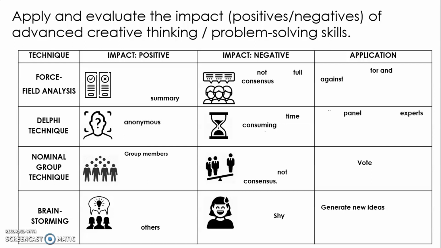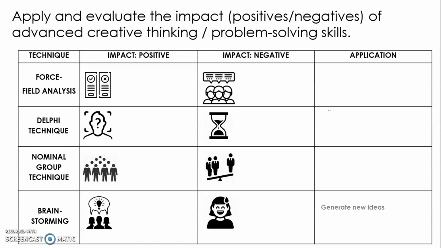For the nominal group technique, we look at the positives and we see the words group members, negatives, not or no consensus, and for the application, we see the word vote. For brainstorming, we see others, we see the word shy for negatives, and we see generates new ideas. Now we'll remove the keywords. And it's over to you now, learners, to see if you can remember all of this content. Good luck.